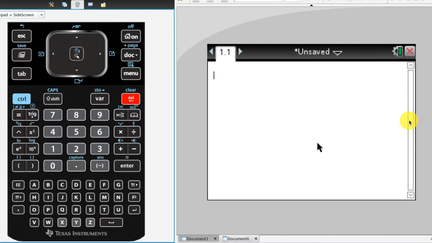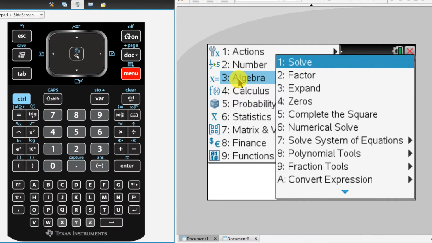So here's my CAS calculator. I'm in the calculator mode, and it's really crucial that you have your calculators. You can't just get away with using your phone or your iPad. You really need the power of a CAS calculator. So our technique: menu, algebra, and solve.